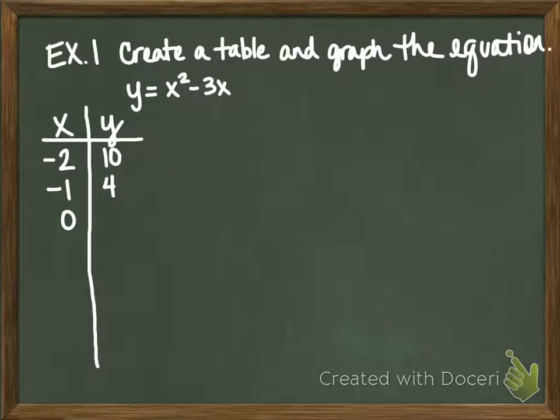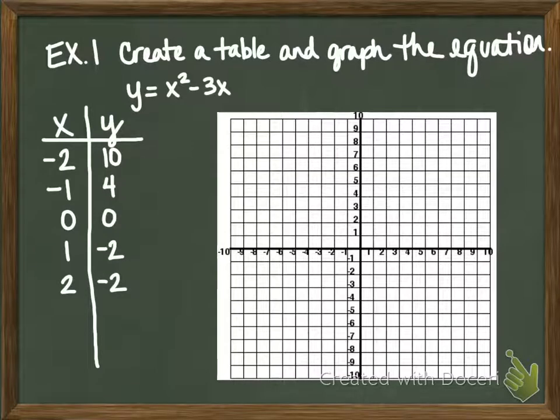0 squared minus 3 times 0 is 0. 1 squared minus 3 times 1 is negative 2. And 2 squared minus 3 times 2 is negative 2. So we're going to plot these points and see what we can get from the graph. If I need to add some more points, then I will. So (negative 2, 10), (negative 1, 4), (0, 0), (1, negative 2), and (2, negative 2).